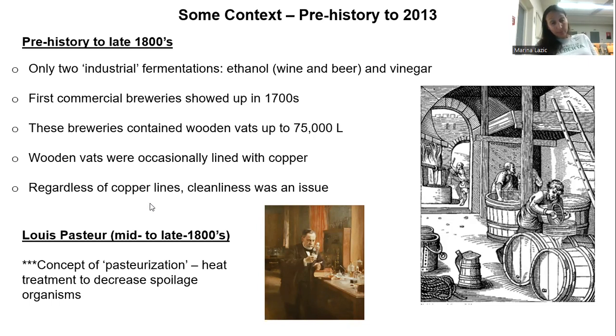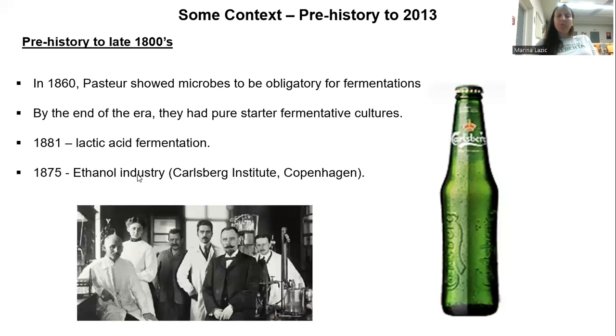Louis Pasteur, who was living in the mid to late 1800s, developed the concept of pasteurization. Basically, that is a heat treatment to decrease spoilage organisms. Again, a little bit more about what happened in the late 1800s. In 1860, Pasteur showed that microbes can be obligatory fermenters. So by the end of the era, they had pure starter fermentative cultures.